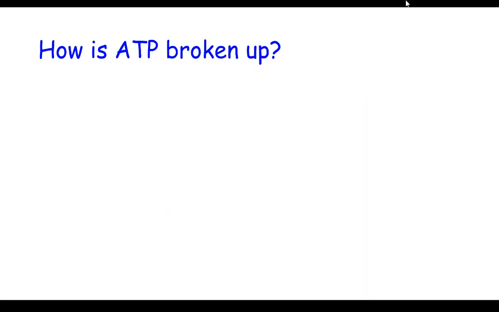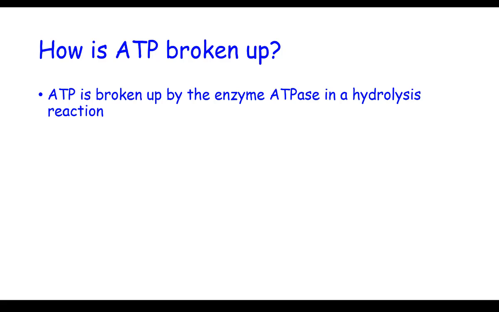ATP is then broken up in this way. It requires the enzyme ATPase, which is not very imaginative at all, but ATPase breaks it down in a hydrolysis reaction, which is basically adding water and cutting it, which you might remember from last year. So the hydro was to do with water and lysis was to do with cutting. So this enzyme adds in a water molecule between the second and third inorganic phosphate molecule, and that splits up the ATP into two parts, ADP and phosphate.